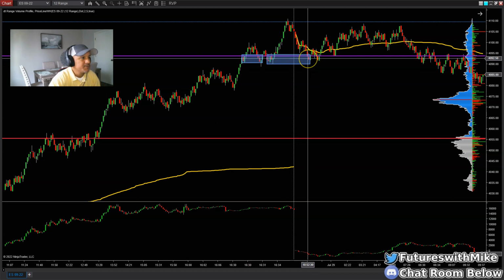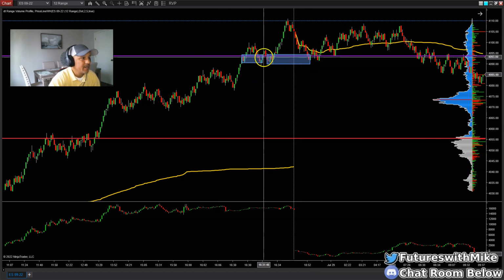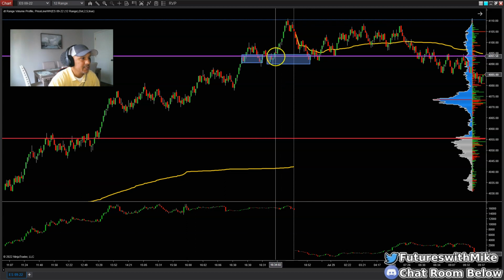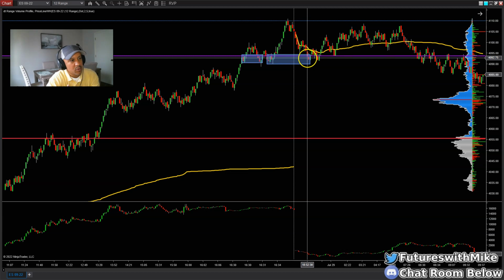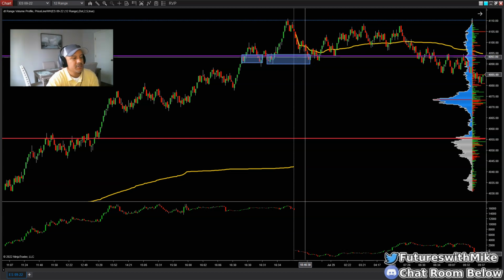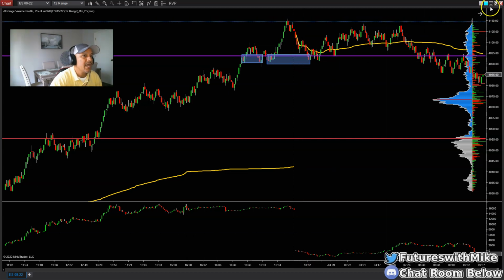All right, it pulls back here, okay? Here's an area of demand. I marked it right here, okay? This box right here. Price taps into it. At that point, I'm going over to look at my lower time frame chart, the 4 range. So I found an area of demand off my 12 range chart. Now I need to go to a lower time frame to see what's going to happen, okay?